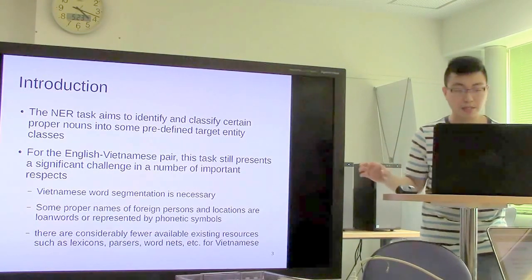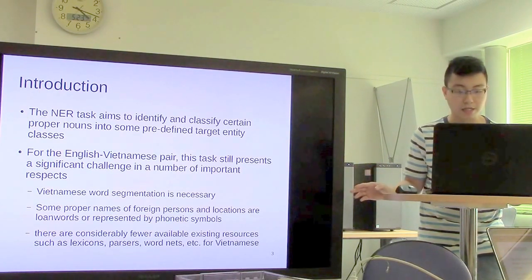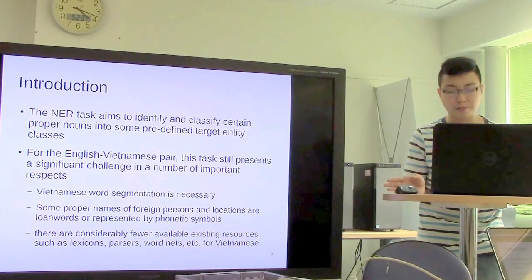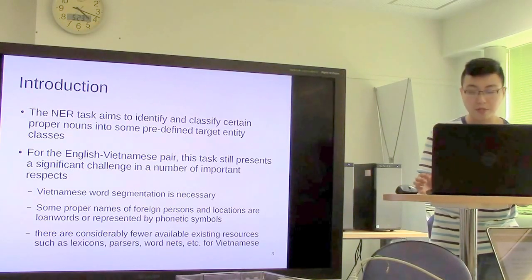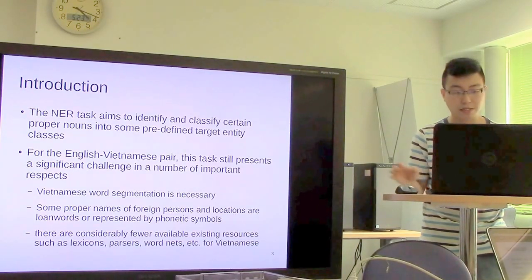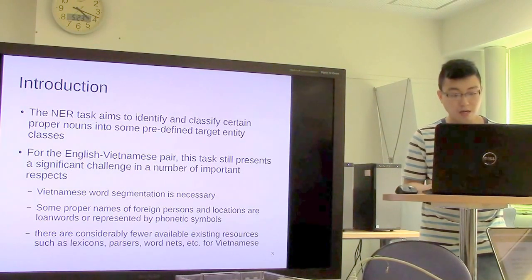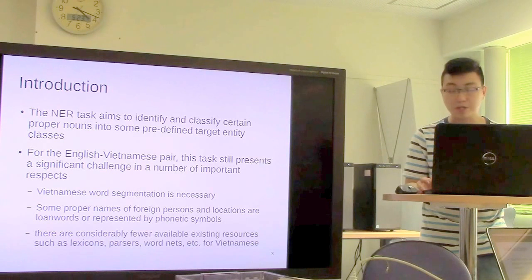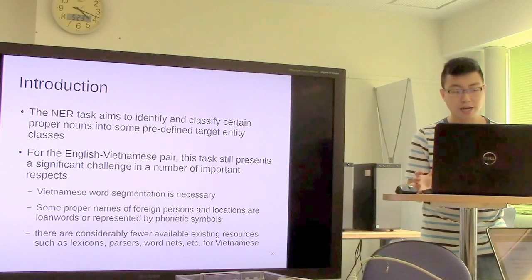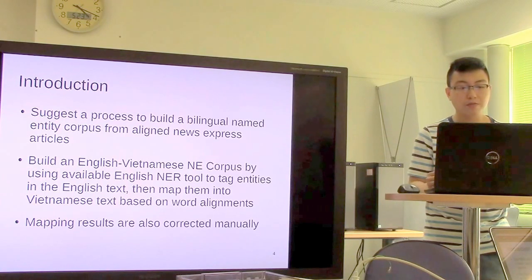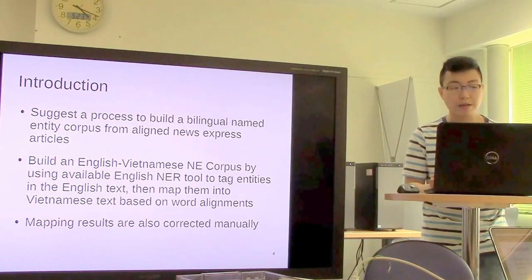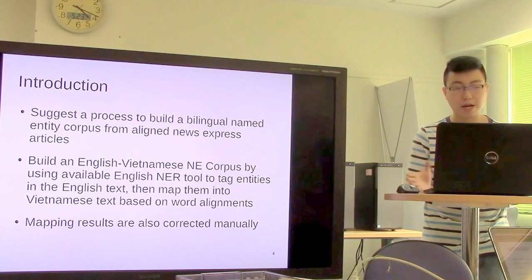First, Vietnamese word segmentation is necessary. Second, some proper names of foreign persons and locations are long words or presented by phonetic symbols, and thus there are considerably fewer existing resources available, such as lexicons and part-of-speech tags, for Vietnamese. And this paper proposes to build the bilingual named entity corpus from aligned news express articles.